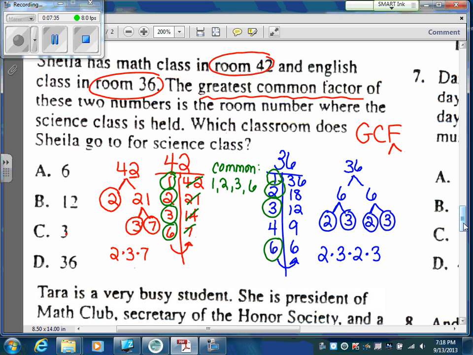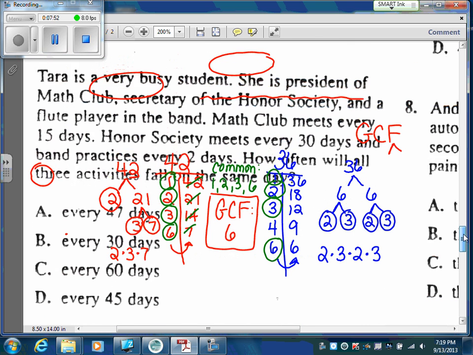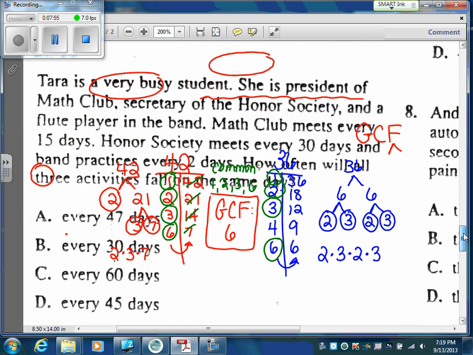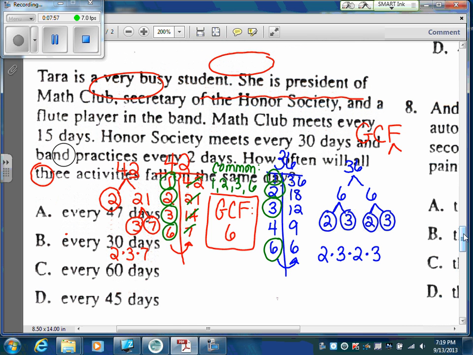But what my question was asking me for is my greatest common factor. My greatest common factor is 6 because 6 is greatest in my list of 1, 2, 3, and 6. So my answer would have been A. Okay, let's go on to number 3. Let me erase so you can start reading.